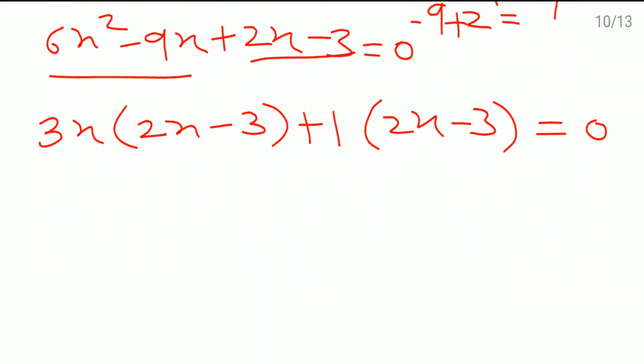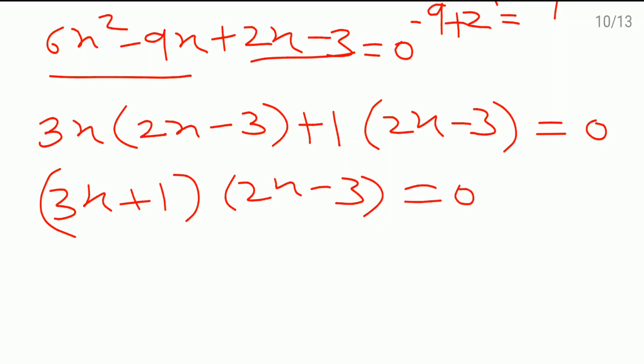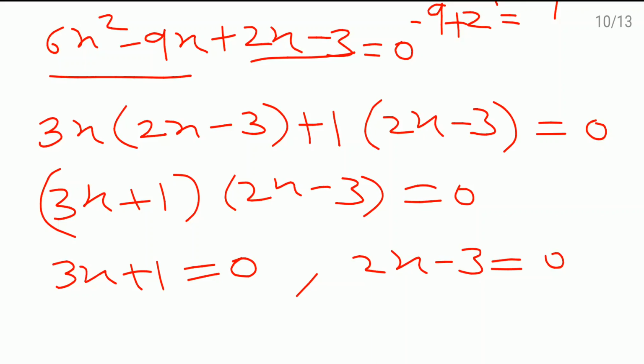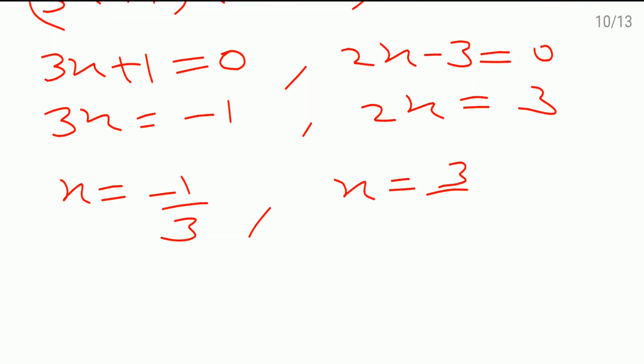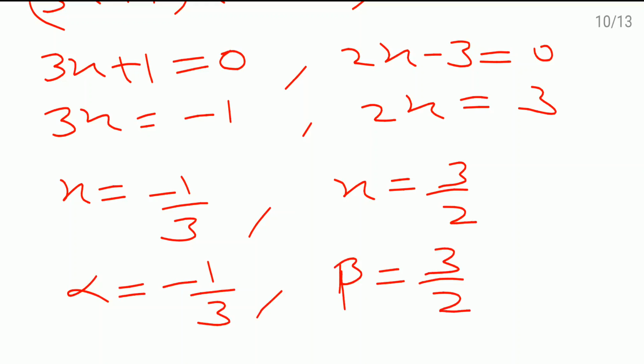Now here, 3x plus 1 in one bracket, 2x minus 3 in the other bracket. 3x plus 1, which is equal to 0, and 2x minus 3, which is equal to 0. So 3x is equal to minus 1, and here 2x is equal to 3. See here, x is equal to minus 1 by 3, and here x is equal to 3 by 2. So my alpha is equal to minus 1 by 3, and beta is equal to 3 by 2.